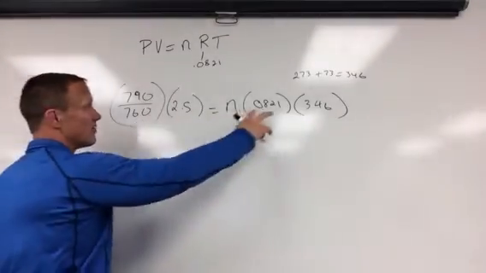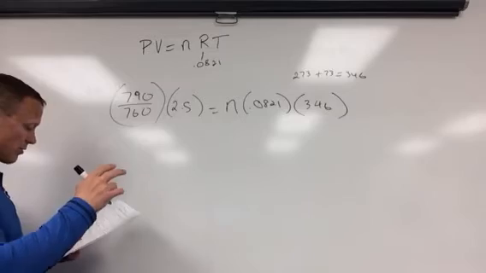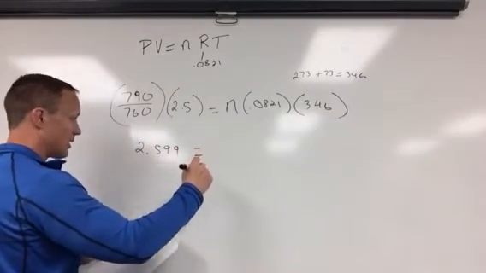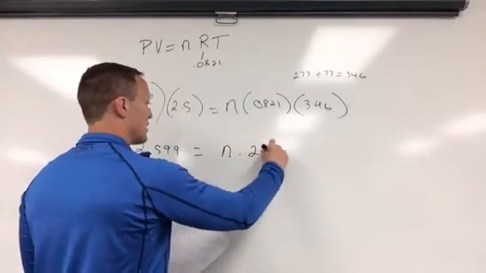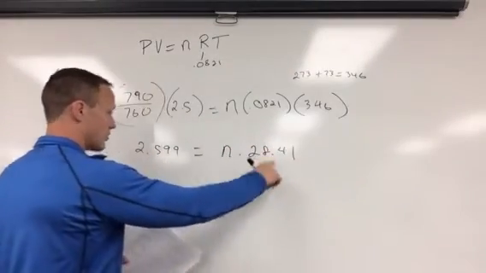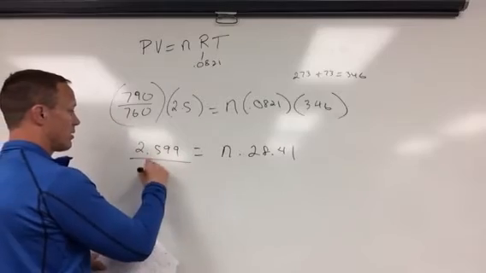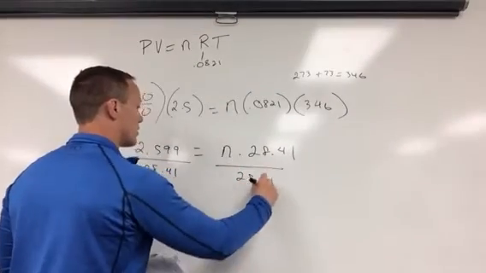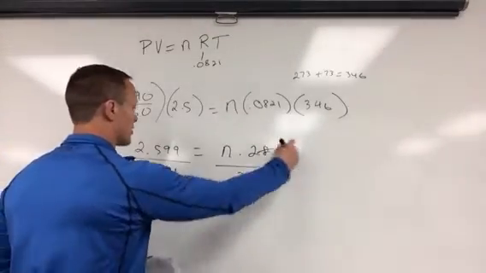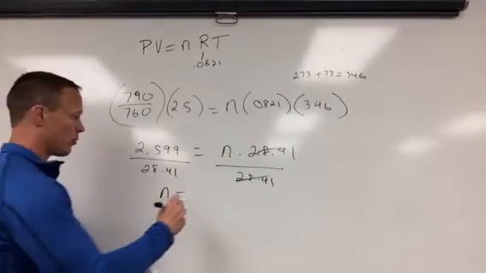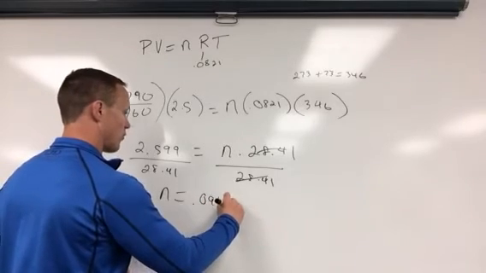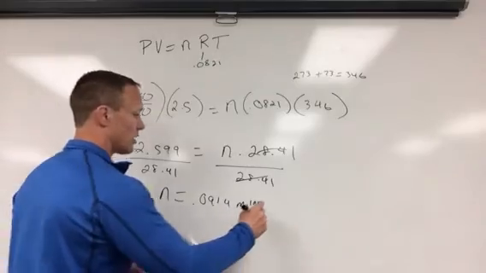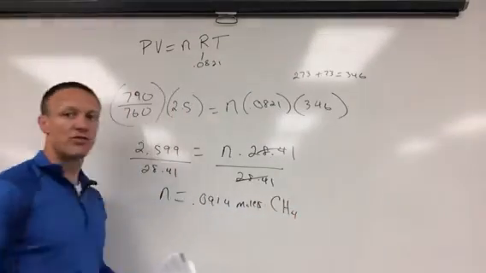I'm going to multiply these. I need to divide by these 2 numbers right here. You end up with 2.599 equals n times 28.41. So divide by 28.41, divide by 28.41. So those cancel. Divide those 2. Our moles are 0.0914 moles, and that's moles of methane gas, CH4.